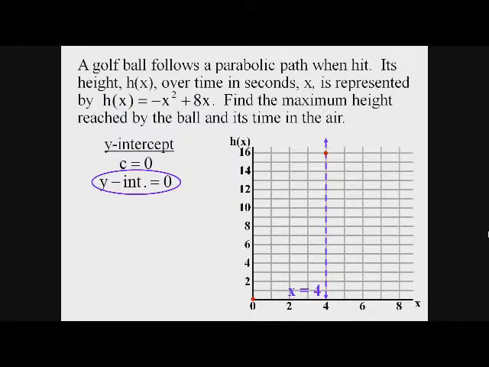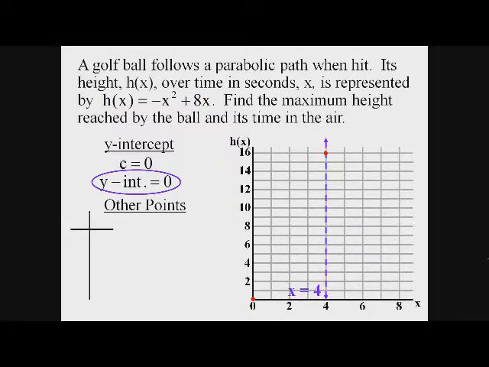And because of symmetry, I also now know where the ball is going to hit the ground, or when it's going to hit the ground. It's going to hit the ground after 8 seconds. I can tell that immediately because I'm 4 units away from the axis here. That'll put me 4 units away on the other side, so I know after 8 seconds it's going to hit again. But this wanted to know the maximum height reached by the ball, which I already know is 16.